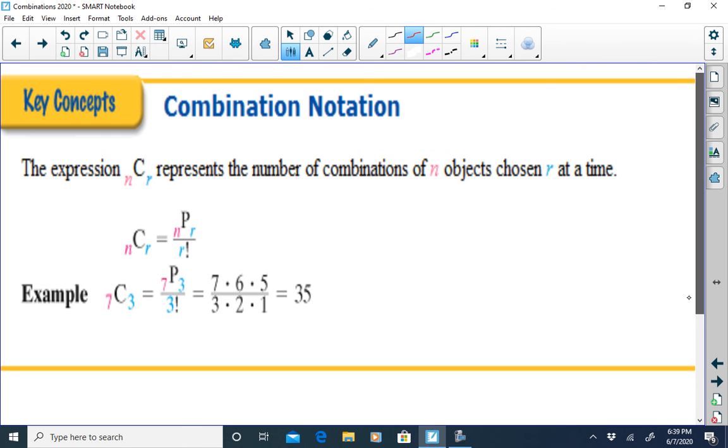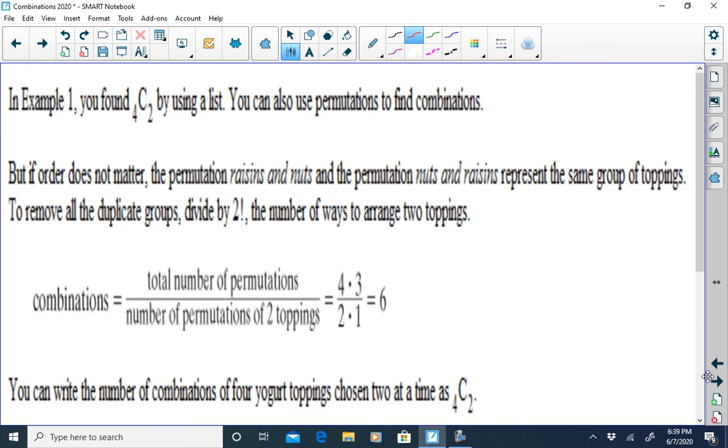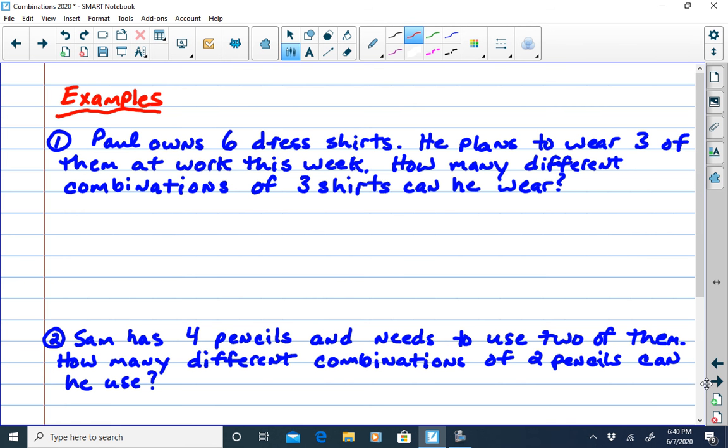So remember, combinations is when the order of the objects does not matter. That's how you distinguish between a permutation, in which the order does matter, like first, second, third place, and a combination, where the order doesn't matter, like pizza toppings, because pepperoni and extra cheese is the same as extra cheese and pepperoni. Okay, so let's continue with some examples.